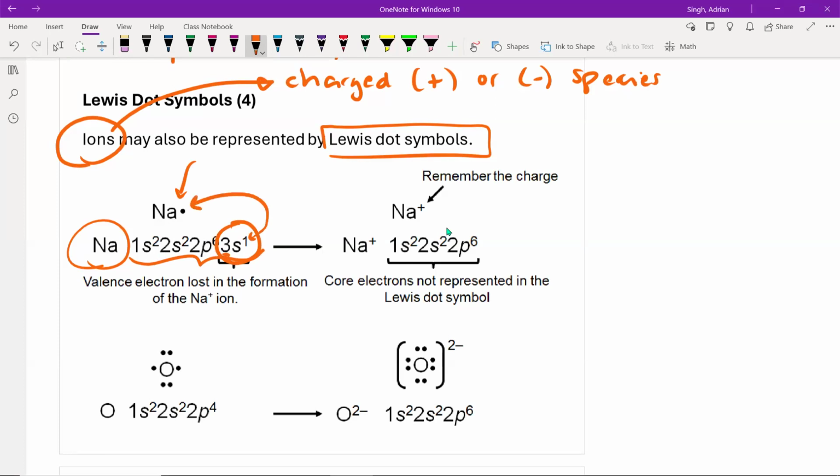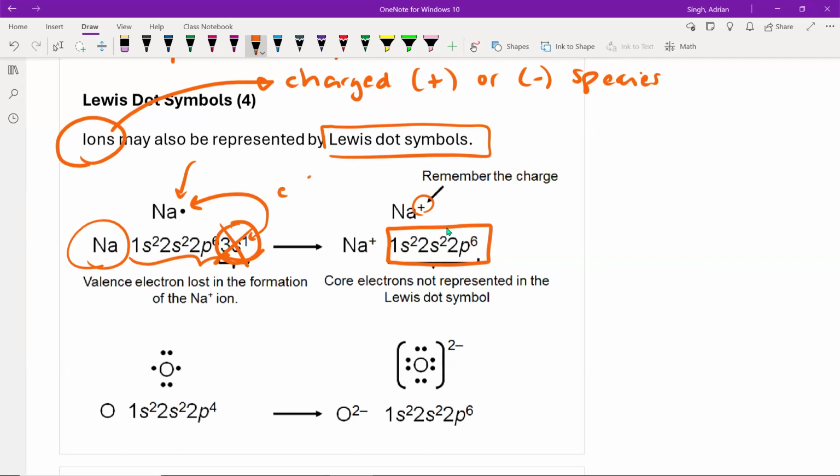It wants to lose that one electron, as we just said above. So if it loses that one electron, we end up with a new electron configuration that looks like this. So we've lost the 3s1 electron. What we end up with is a species that now has a positive charge. So that electron is now gone.